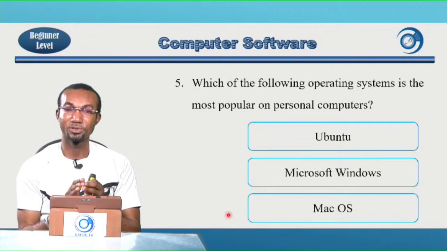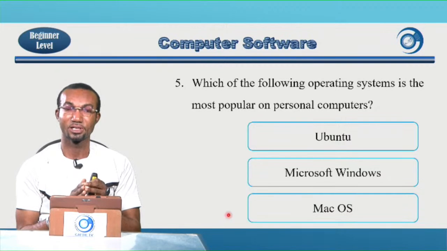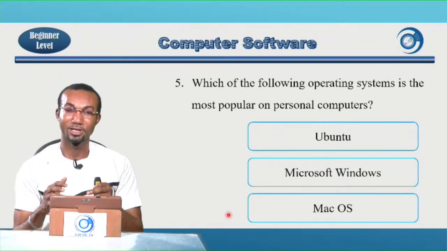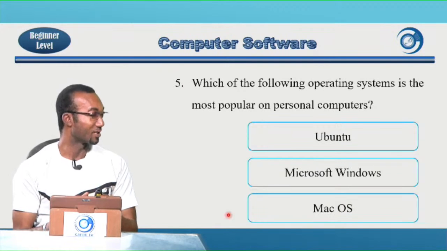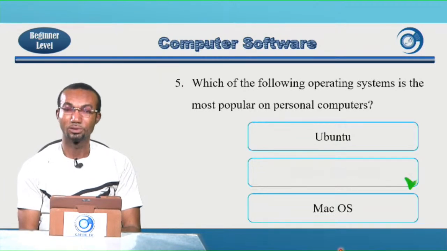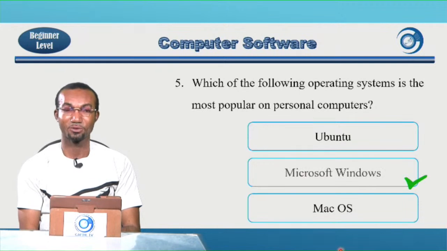And then 5. Which of the following operating systems is the most popular on personal computers? We talked about 3 most popular: from Microsoft, from Apple, and then from Linux. Which of these is the most popular? So you have Ubuntu, we have Microsoft Windows, we have Mac OS. Good. Microsoft Windows is the most popular operating system on personal computers.